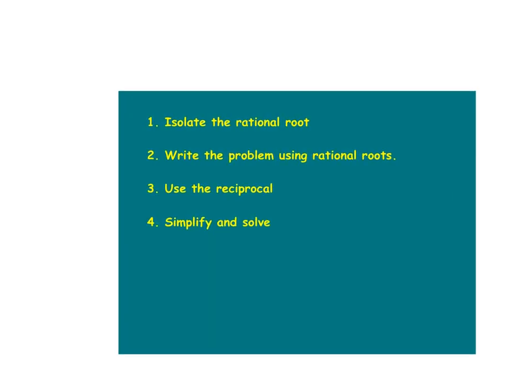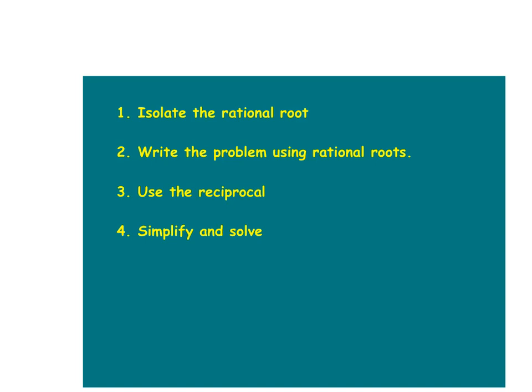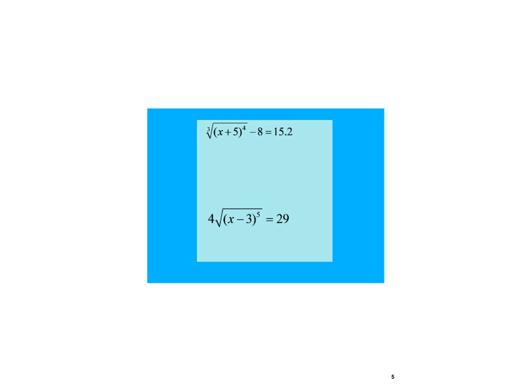So what we're going to do is similar to what we have been doing. We're going to isolate that rational root. We'll write the problem using rational roots, and then use the reciprocal and simplify and solve. So kind of like we were doing at the end of that progression a couple of slides ago, where we just isolate the x plus 5 raised to the 3 halves or whatever it happens to be. So we look at these questions here to get us started.